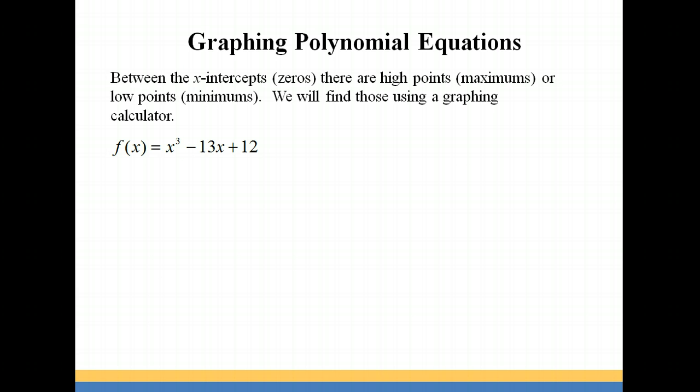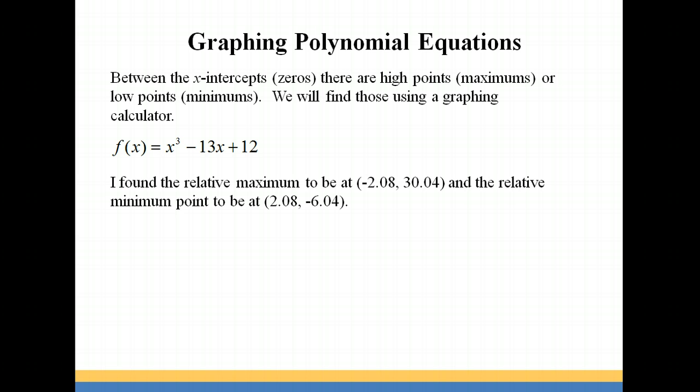Now, between your x-intercepts, there are high points or low points, which we call maximums or minimums. And we're going to use a graphing calculator to find those. Each of your calculators probably works a little differently, but find out how you can figure them out on there. If you're using calculus, the x values were plus or minus the square root of 13 over 3, which I estimated on my calculator as negative 2.08 and 2.08.